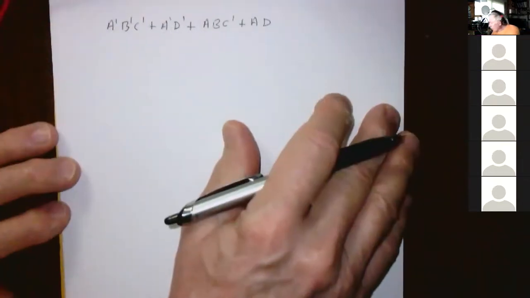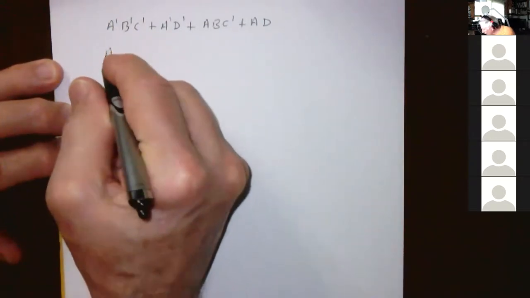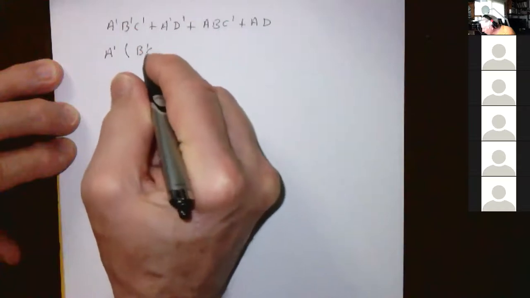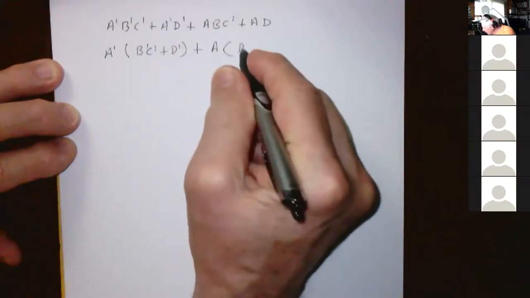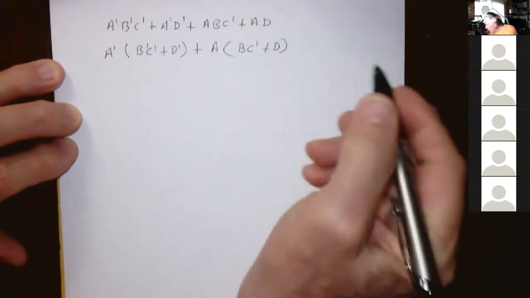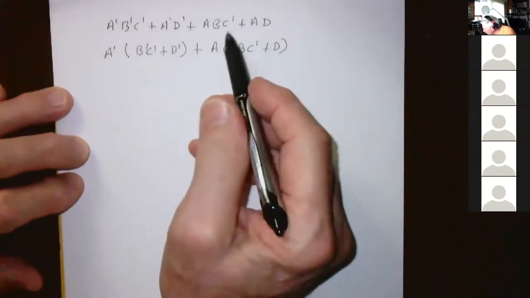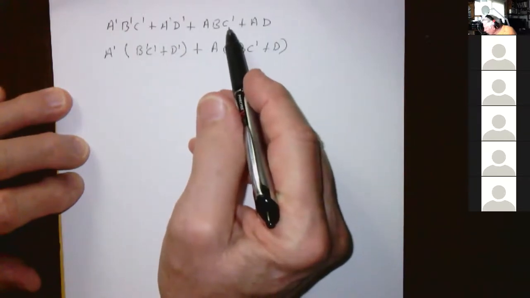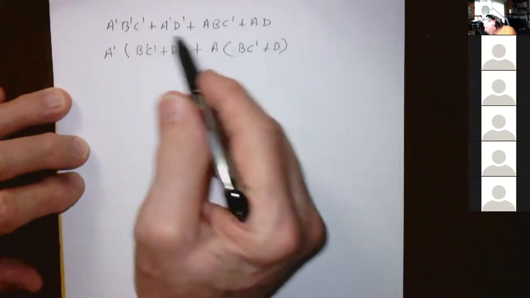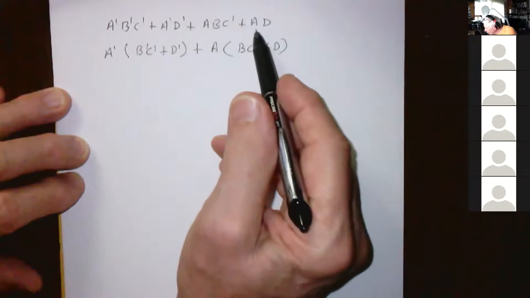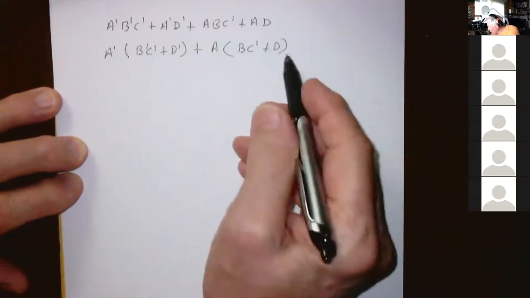Okay, so here's our original expression. One way to do this would be to factor out A' times (B' C' plus D') plus A times (B C' plus D). Everybody see how that's pretty doable? The other way we did it, we grouped with C', factoring out the C' of these two terms. Anyway, this is probably what I did for the first step.